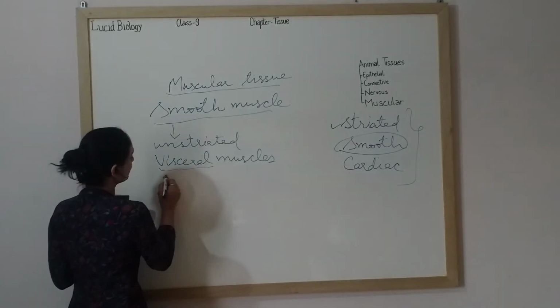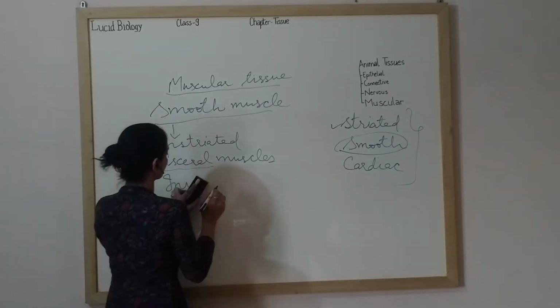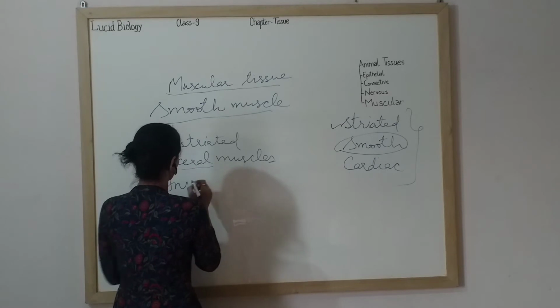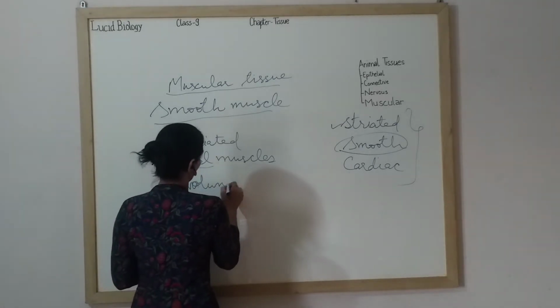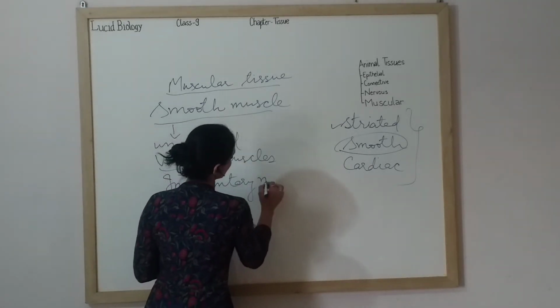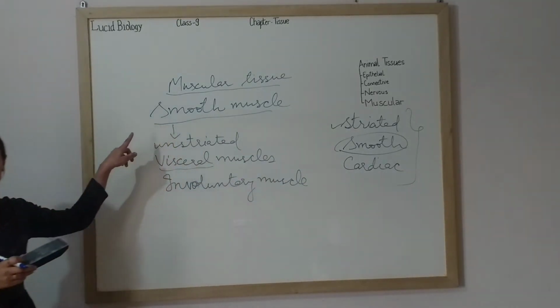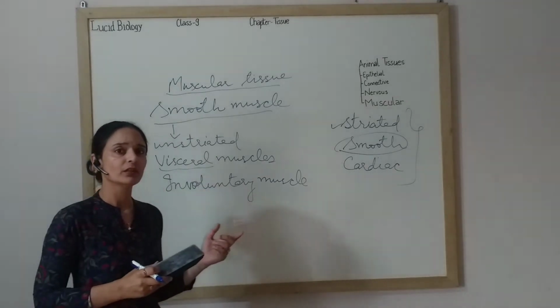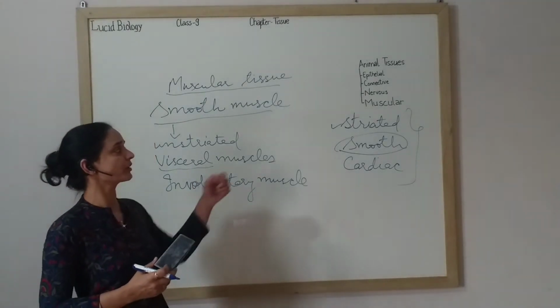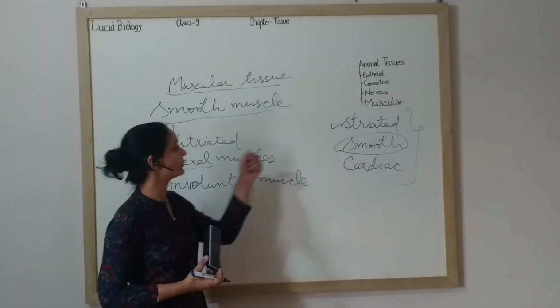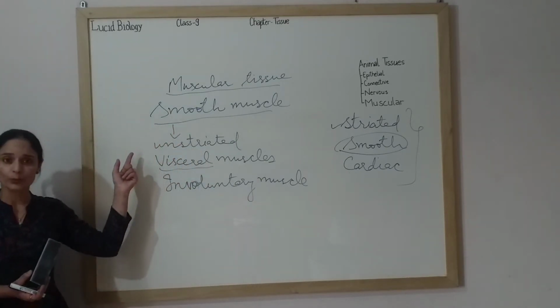They are also called involuntary muscles, because we cannot control the working of smooth muscles. They do not work according to our will. We can control the working of striated muscles, but we cannot control the functioning of smooth muscles.